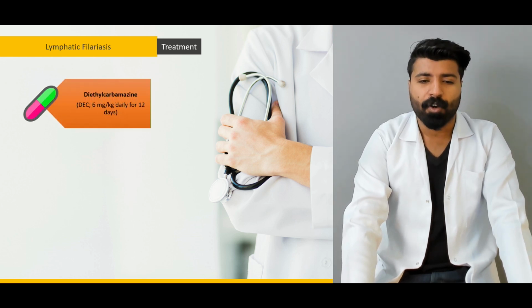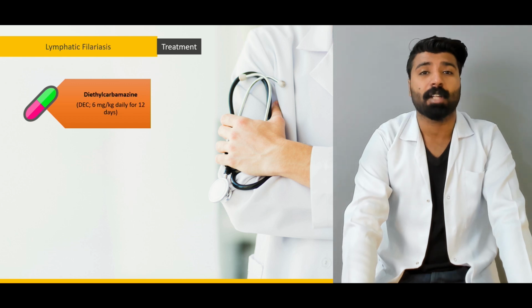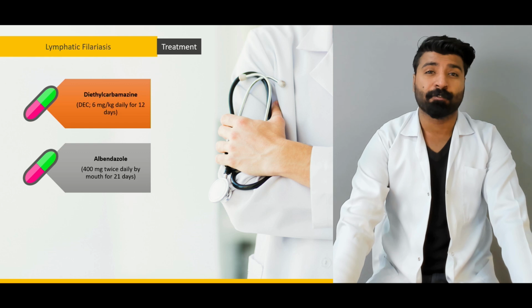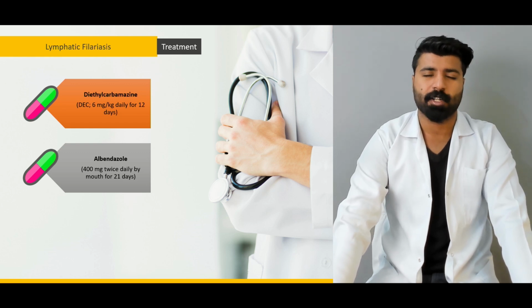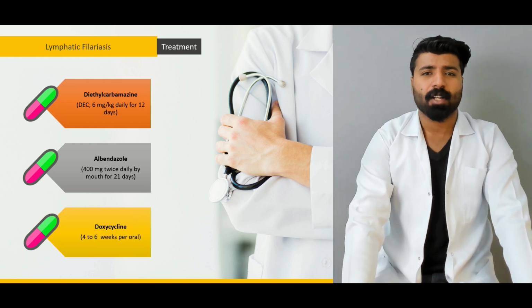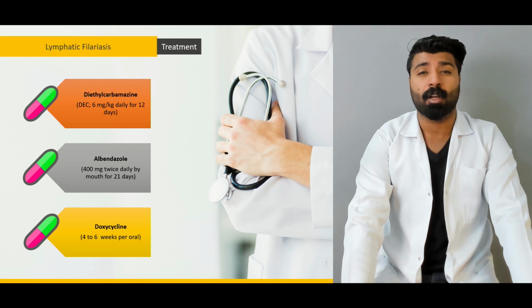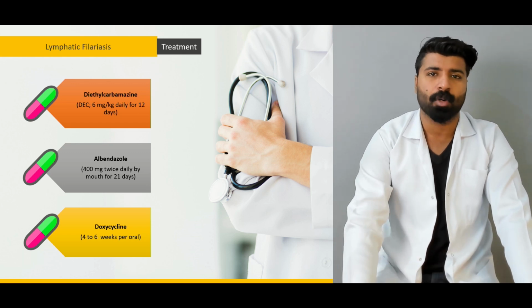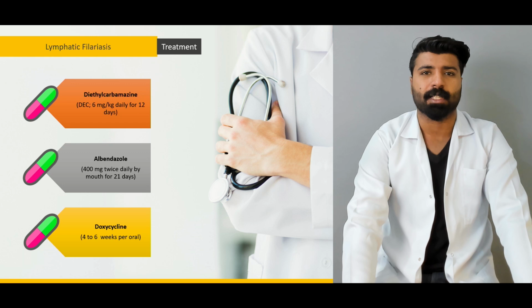So you'll go for diethylcarbamazine, which is given at 6 mg per kg daily for 12 days. Next on, we have albendazole, which is given at 400 mg twice daily by mouth for 21 days. It means per oral, you give it for 3 weeks. Next one, you have doxycycline, which is given by oral route for 4 to 6 weeks. It's a whole course which is carried out for 4 to 6 weeks.